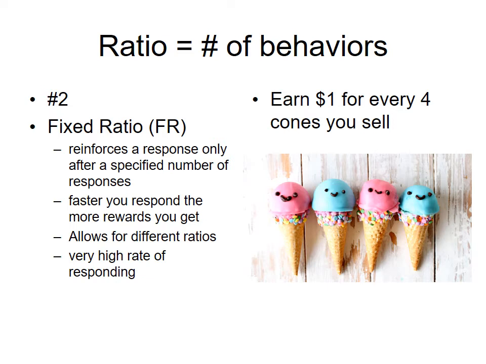You can change the ratio. So this allows for a lot of variability. You could say for every 5 or for every 20, but it still has to be fixed. And it gives you a very high rate of responding. Sometimes we talk about this as working for piecework, where someone in a sweatshop might have to put together 20 pairs of shoes before they earn whatever that one fixed amount would be. And so they work through the creation of something rather quickly.